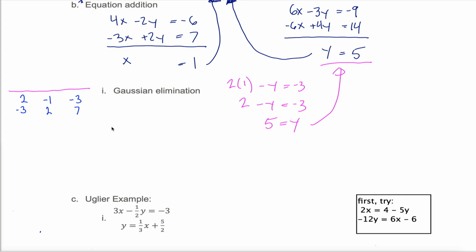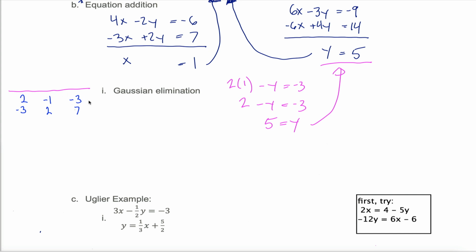Well, there are 3 things that I can do. I can interchange the rows of the matrix, so I could write 3, 2, 7 on top, and 2, -1, -3 on the bottom if I wanted. I can scale a row of the matrix, so instead of writing 2, -1, -3, I could write 4, -2, -6 if I multiply all these numbers by 2, for example. Or I could multiply all these numbers by, I don't know, -10, and I'd get -20, +10, +30.